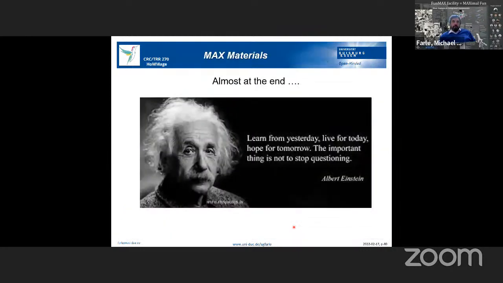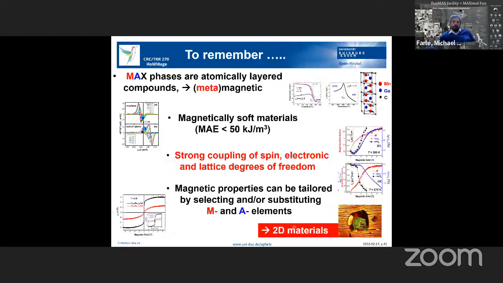Now, I'm almost at the end. So I like that statement from Einstein. Learn from yesterday, live for today. So I live for today and enjoy life. I hope for tomorrow, a better understanding tomorrow. And the important thing is not to stop questioning. So that's why I hope that you will have a lot of questions and suggestions.